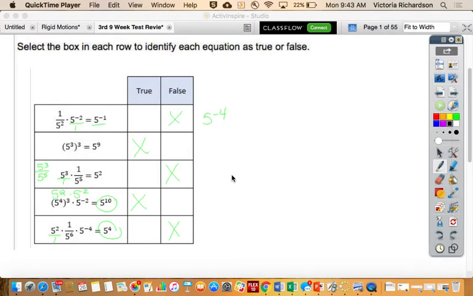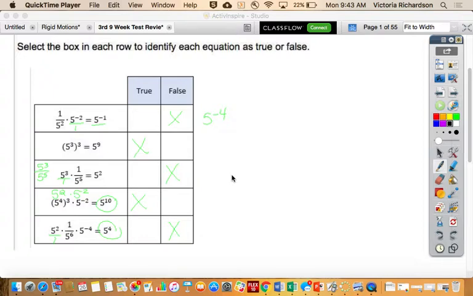All right, so we're going to start with number one. This is exponent rules. If you remember on your exponent rules, if you multiply, you're going to add your exponents. If you divide, you're going to subtract your exponents. If you have parentheses, you're going to multiply your exponents. And if you have negative exponents, you have to make them positive by changing them to a fraction.